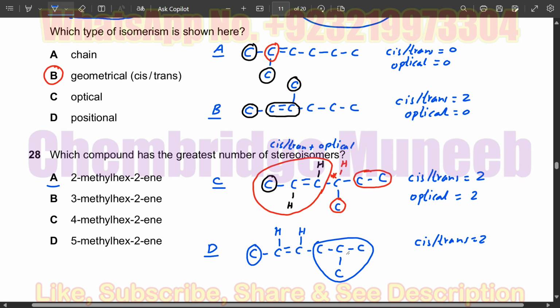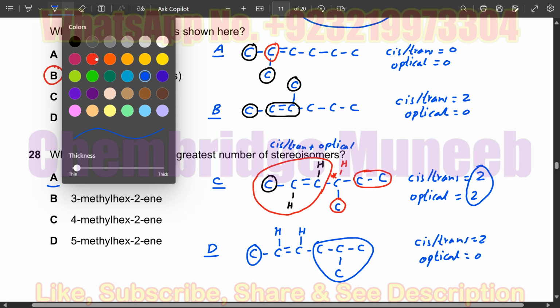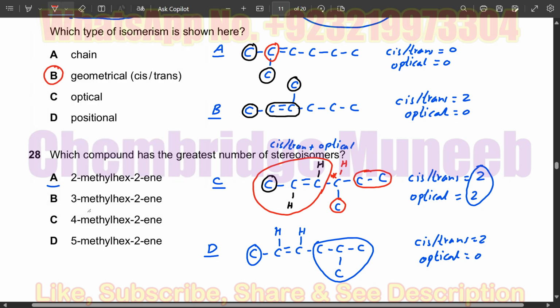But about optical, we do not see any single carbon which contains 4 different groups here. We do not have any single carbon, so optical is 0. Optical isomers are 0. So there is only one isomer which has the highest number of the stereoisomers. So option C is the right answer.